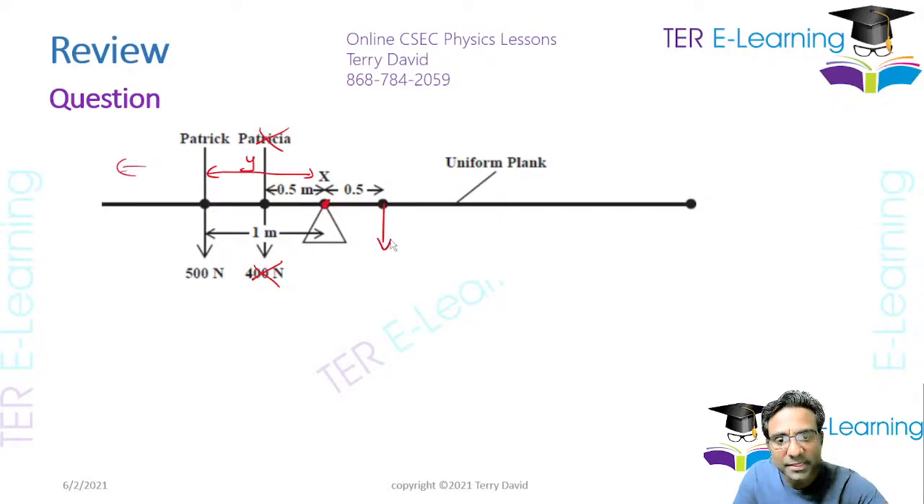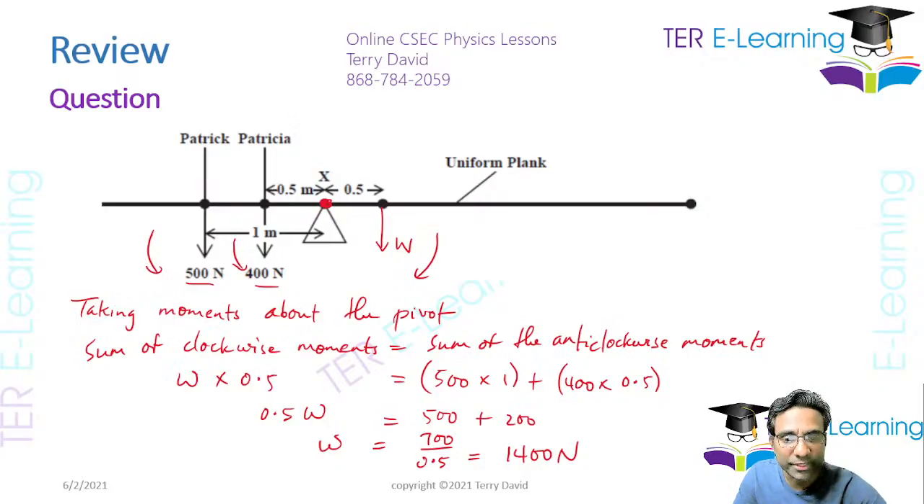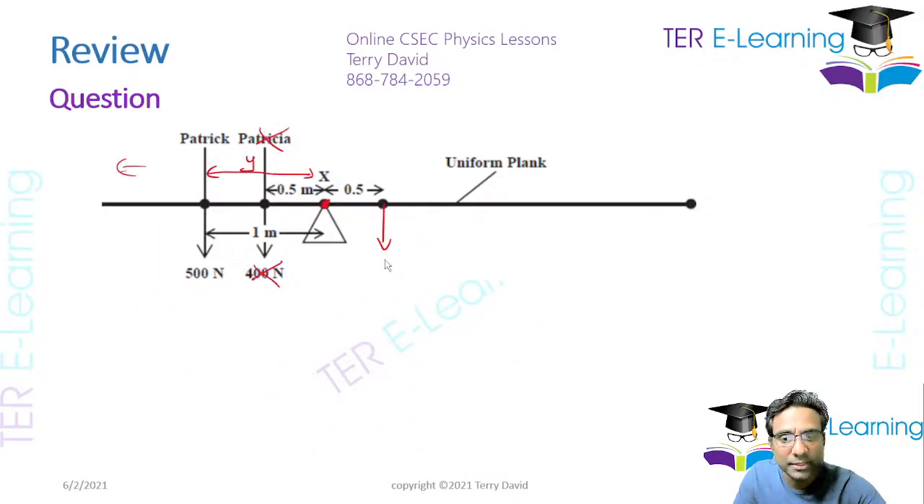You know what the weight is. You worked out that before, and what's the answer for that one? 1400, right? Your weight is 1400. So this here is 1400 newtons, right? So we're going to take moments about the pivot again.